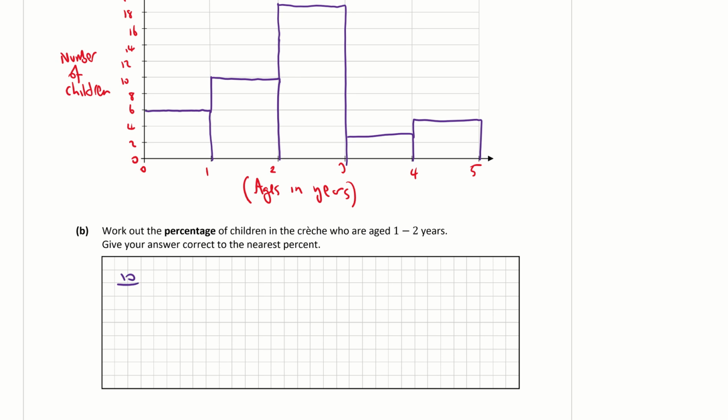So 10 out of 43 multiplied by 100 over 1 to turn it into a percentage, which is 23.26%. Question wants it to the nearest percent, so therefore 23%. So I'm rounding it down to 23.